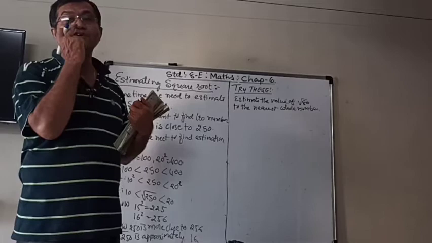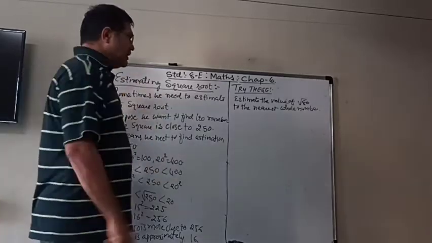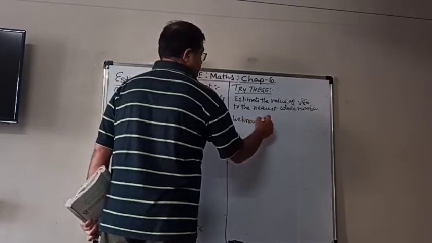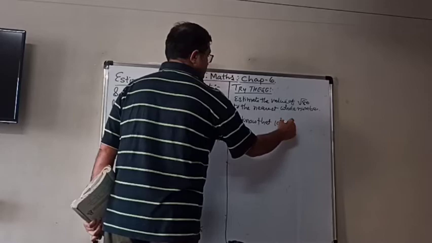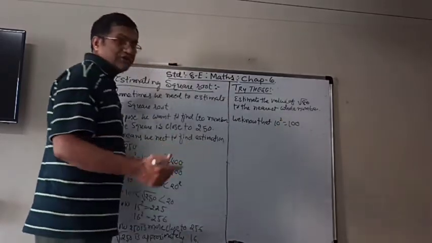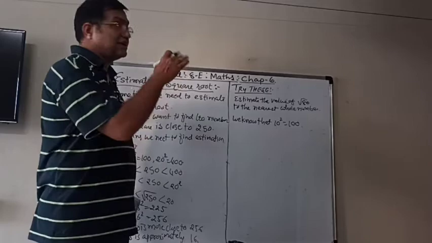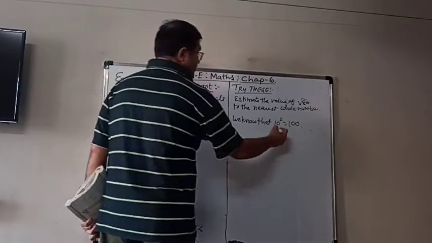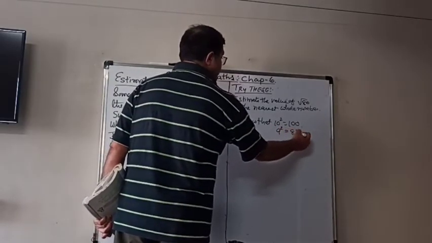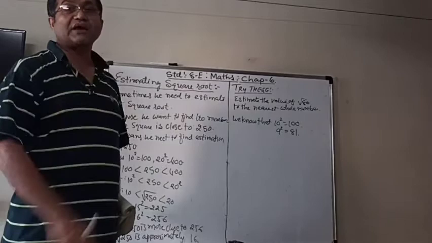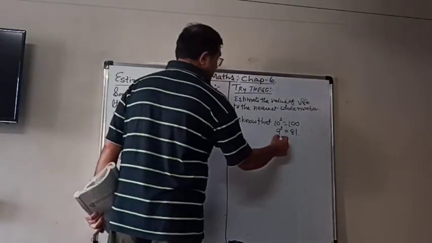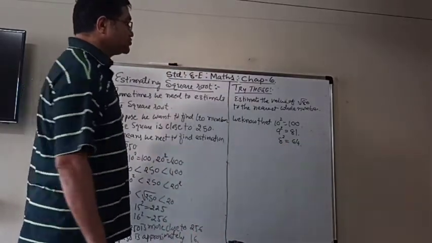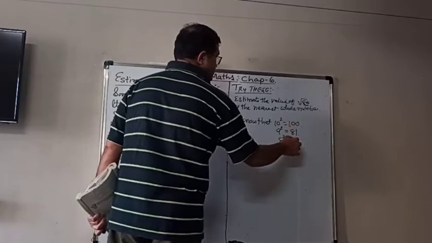So now we have to find the square root of 80. Now we know that 10 square is obviously 100. But now 80 is less than 100, so we go backward. So what is 9 square? 9 square is 81. And what is 8 square? 8 square is 64. So here 80 is between those two numbers.